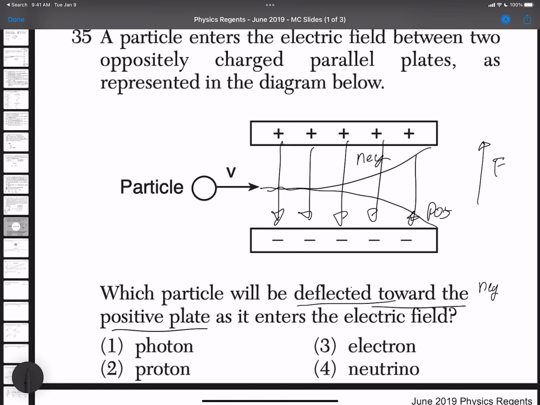And we're just going to run through the list here. Photons, no charge. Neutrals would go straight through. So photon wouldn't deflect, and neutrino wouldn't deflect. They are both neutral. They would go straight through. And then we're saying negatives go up towards the positive plate, and protons would go away, or positives would go away. So proton is out, and electron is our answer choice.